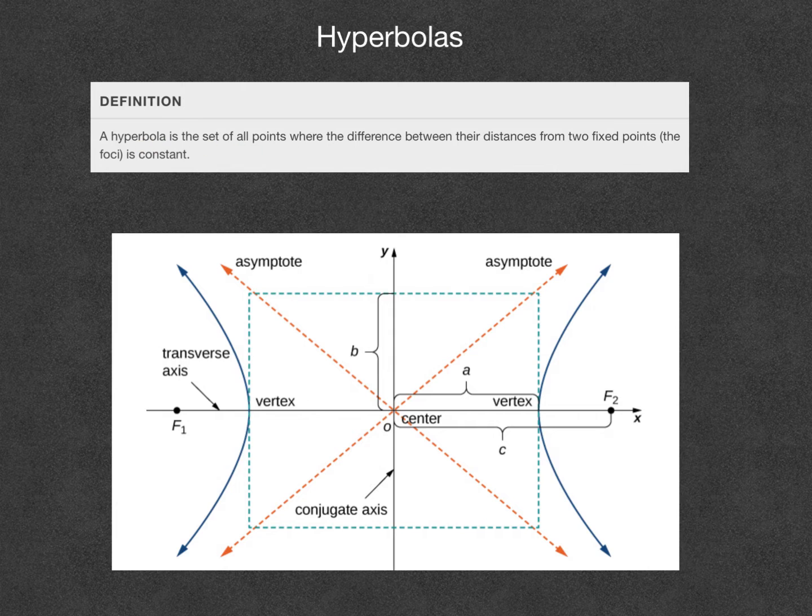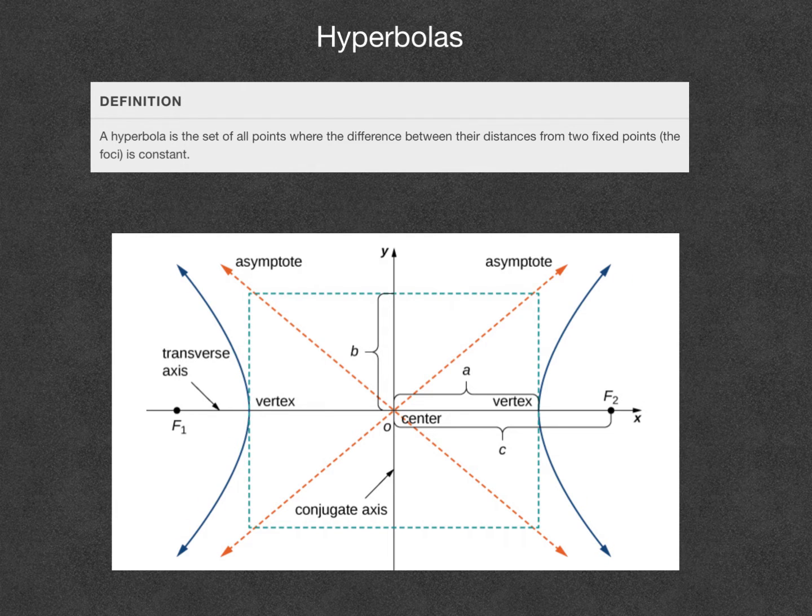A hyperbola is a set of all points where the difference between their distances from two fixed points, called the foci, is constant. With ellipses, it was that the sum of the distances from the two fixed points is constant. The difference here is that with hyperbolas, it's the difference. Really, the definition isn't absolutely crucial for you to know to be successful in this section. What they look like: here is my hyperbola, two different branches, if you will.